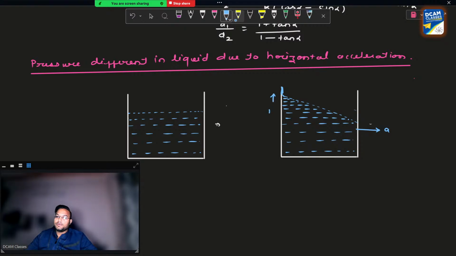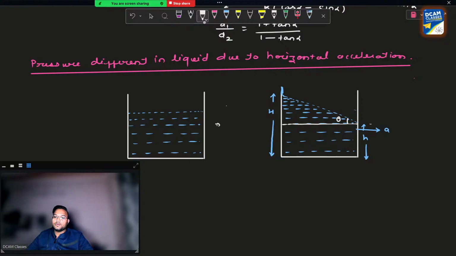In this case, suppose this height is capital H, and this height is small h. Now our task is to find out this difference in height, capital H minus small h, and what is this inclination, because of this acceleration. How will we do it? Just simple equilibrium.